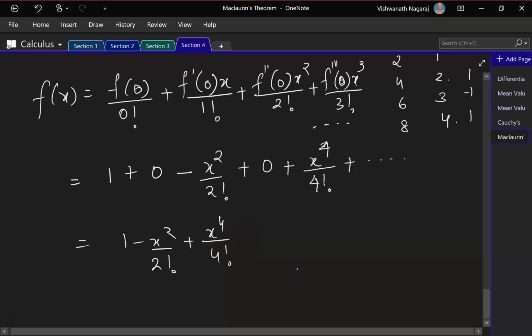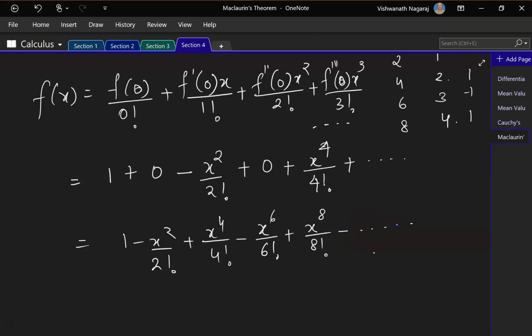Now you got the pattern. So next will be minus x to the power of 6 by 6 factorial plus x to the power of 8 by 8 factorial minus, and so on. And the nth term would be what?